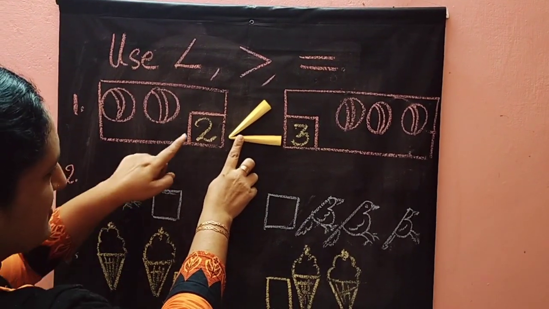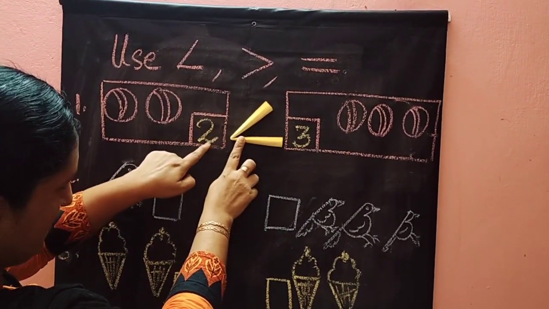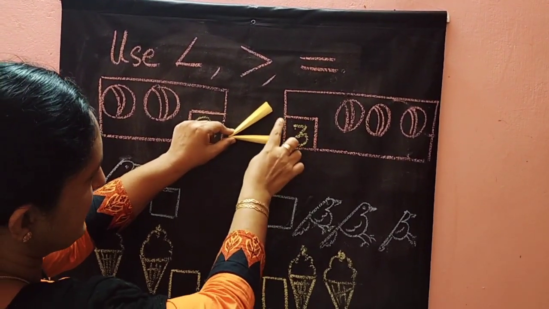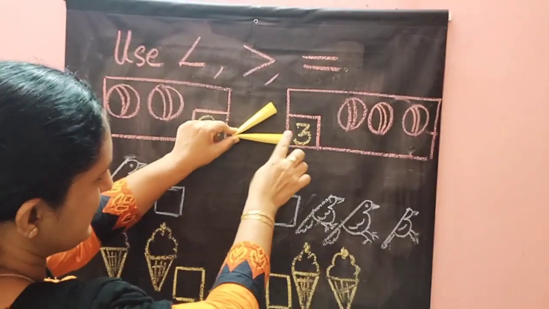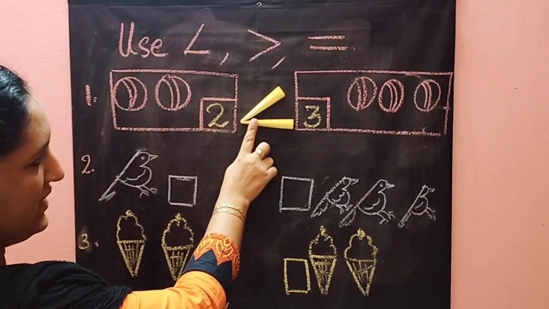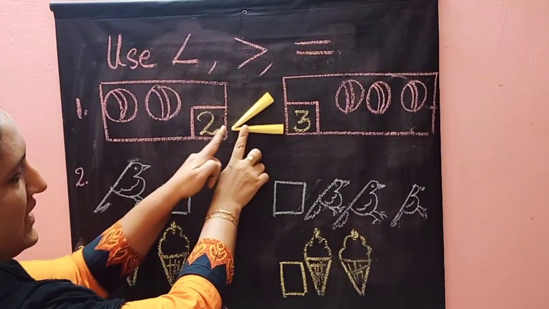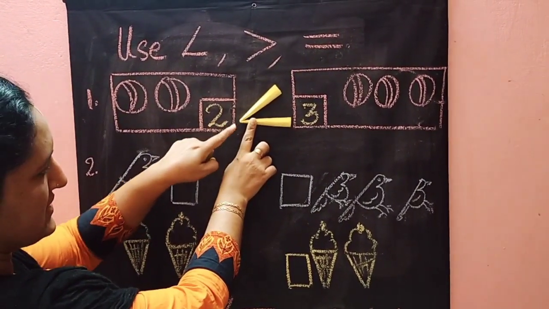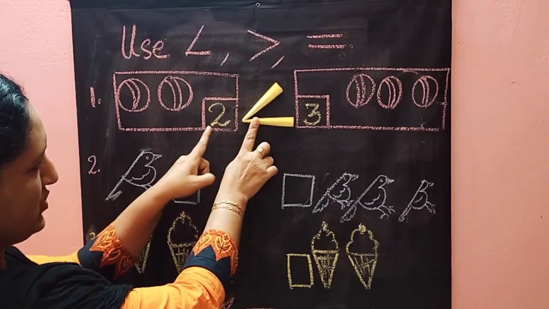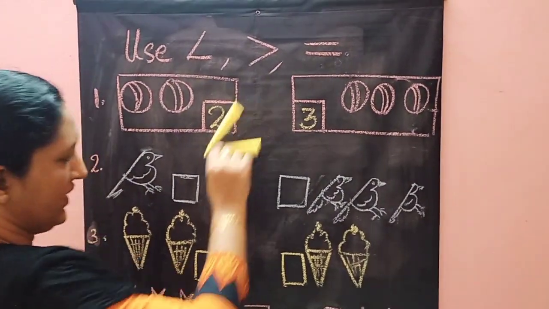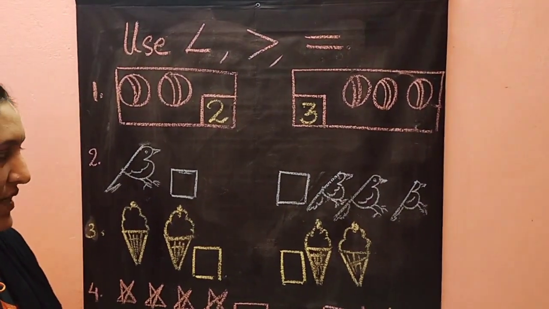Why? The smaller number comes to the closed side, and in the open side, the bigger number comes. So which is the suitable sign we need to use here? That is less than. How can you read this? 2 less than 3. Clear? Okay. We can do the second one.